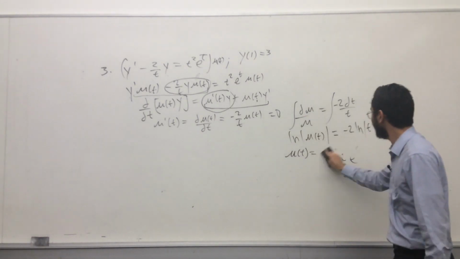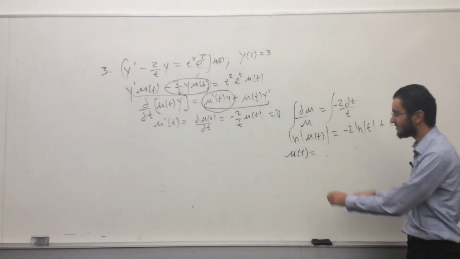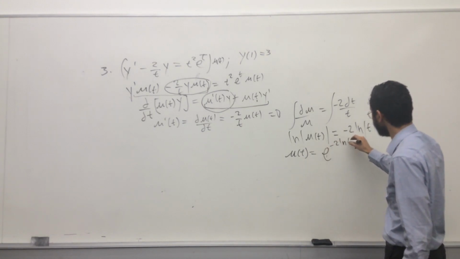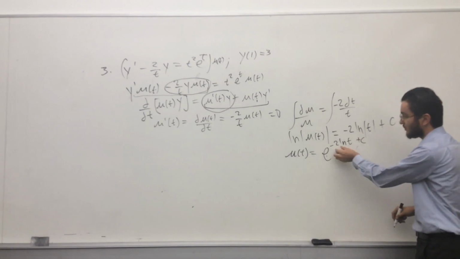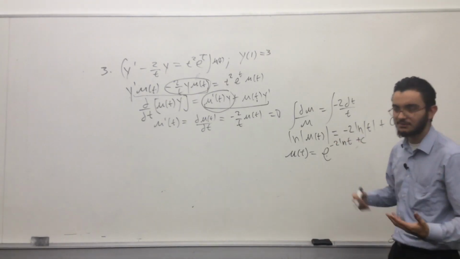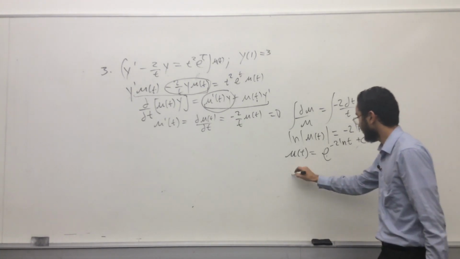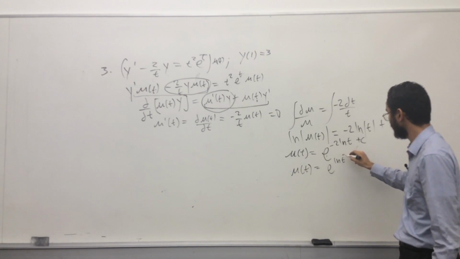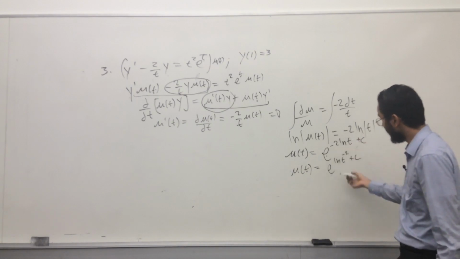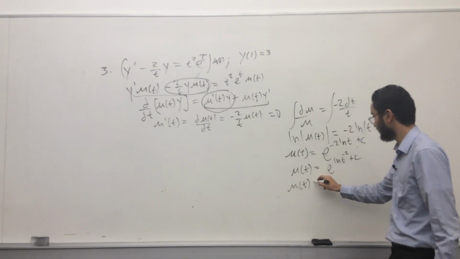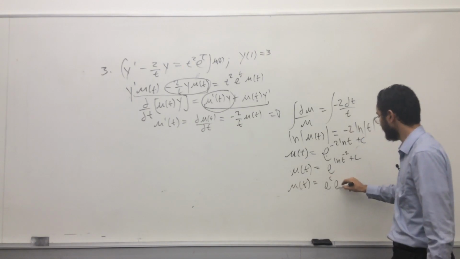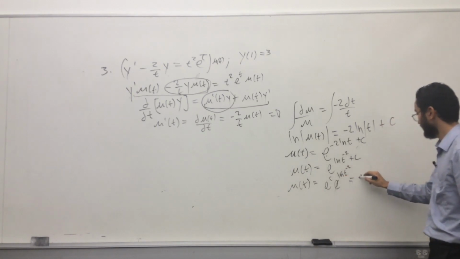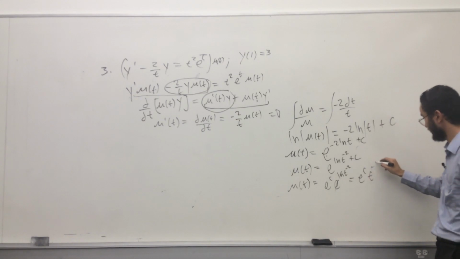My apologies. Look, when you exponentiate both sides, it's basically e to the power of -2 ln of t plus c. Now, what we do here is we bring the -2 into the natural logarithm, using logarithmic properties. So we get mu of t is equal to e to the ln of t to the -2, plus c. And now you can rewrite this as mu of t equals e to the c times e to the ln of t to the -2. This cancels out. So you get nothing but e to the c times t to the -2.